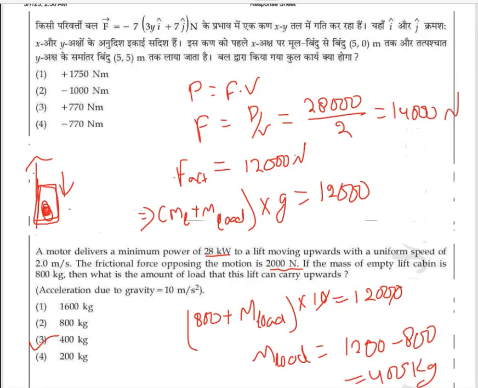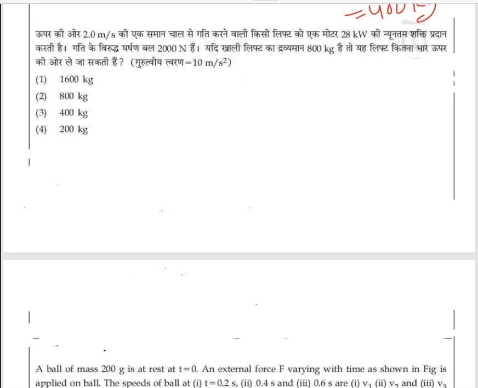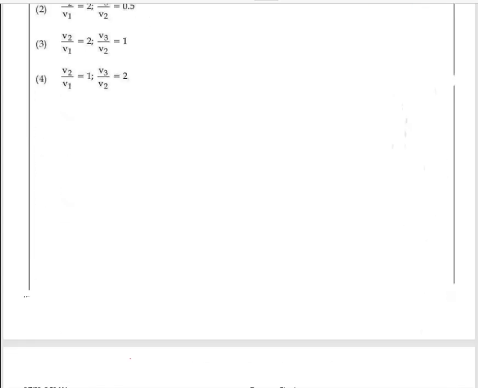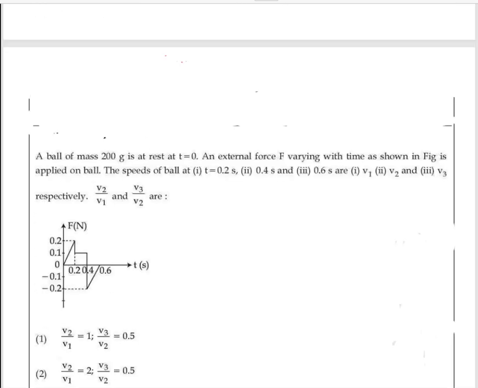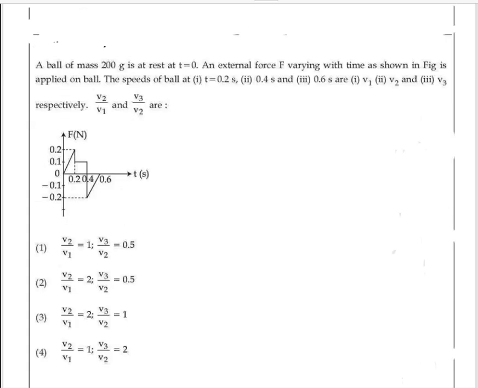Okay, so next question, and the rest of the questions I'll discuss in the next part of this video. This one is a very good question. A mass of 200 gram is at rest at t equal to 0 when an external force is applied. The object is moving. After 2 seconds, 4 seconds, and 6 seconds, the speeds are v1, v2, v3. Then we have to find some ratios.